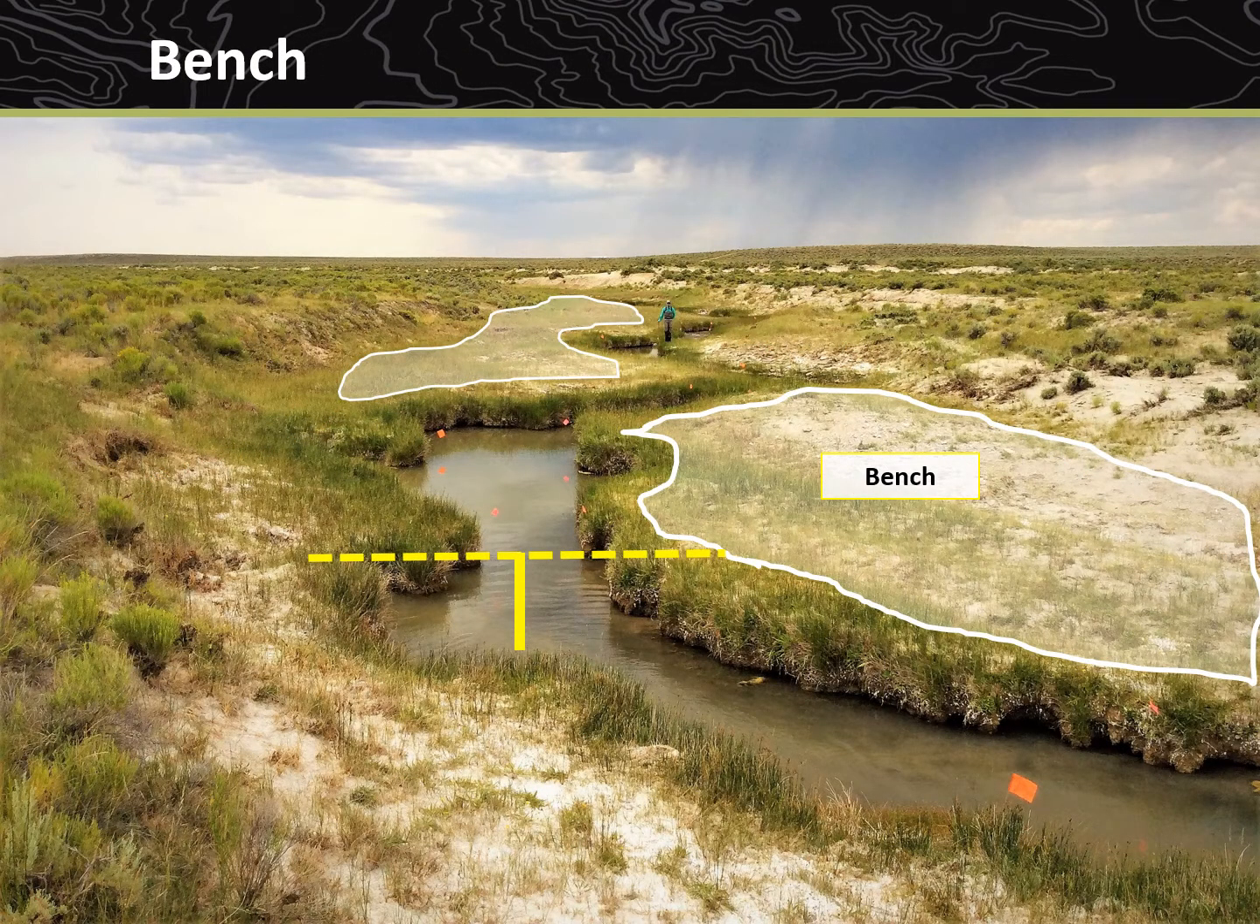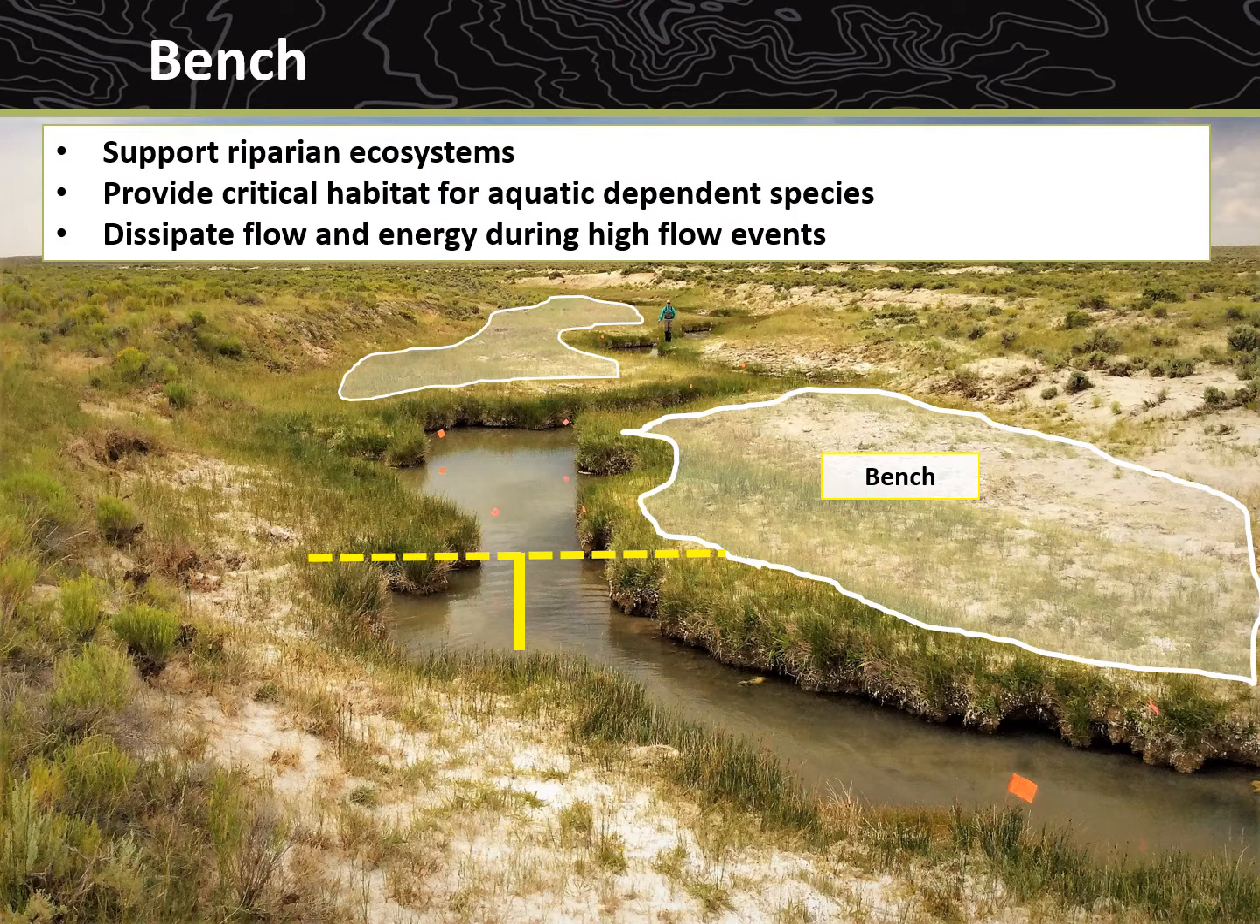The next critical concept in this tutorial is bench. Active benches are floodplains, which are relatively flat surfaces adjacent to a stream or river that are formed by periodic flooding. In many systems, benches will be located at the same elevation as bankfull. Benches are important because they support riparian ecosystems, provide critical habitat for aquatic-dependent species, and dissipate flow and energy during high-flow events. Bench height is measured at all 11 main transects.